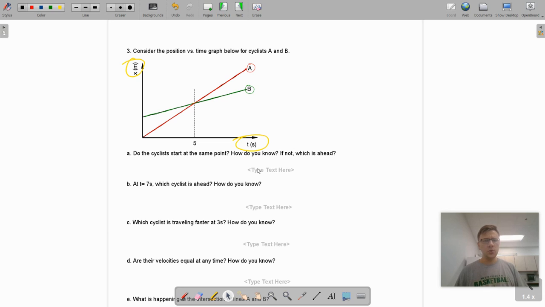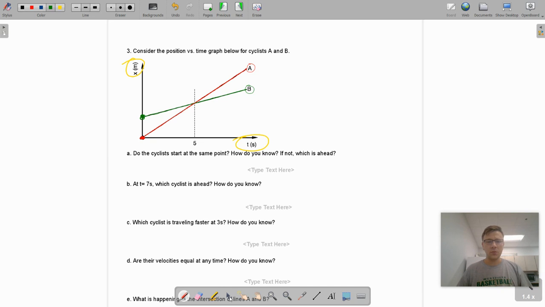So it says, do the cyclists start at the same point? How do you know? If not, which is ahead? Well, we need to look at the y-axis here because the y-axis tells us the position of the objects, right? So it's very clear here that the red object starts down here at 0 meters, and then the green object is starting up at some positive position. So because B starts higher along the y-axis, that means its position is further away from 0.